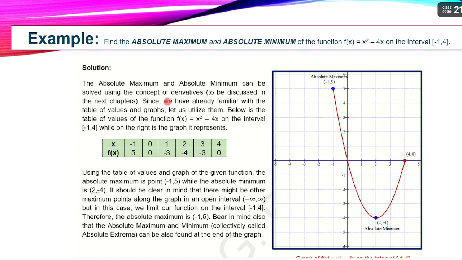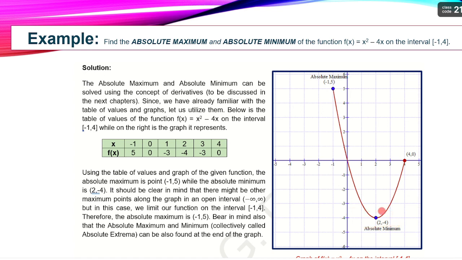Since we are already familiar with the table of values and graphs, let's try to utilize them. If we're going to plot, we will see that the maximum is from negative 1 to 4. The maximum point that can be obtained is negative 1 and 5. You see this? Yeah, negative 1 and 5. While using the same table of values, we will note that 2 and negative 4 is the absolute minimum.